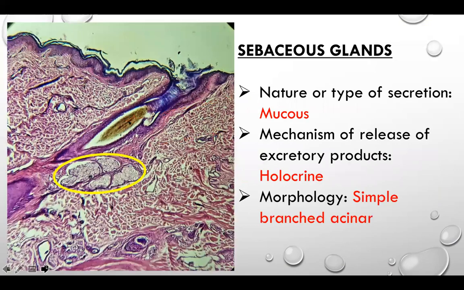Sebaceous glands, its nature or type of secretion is mucus. And if you would compare it to your sweat glands, which are dark staining, the sebaceous gland is lighter in staining. One clue that this is a sebaceous gland is that it is located near the hair follicle. The mechanism of release of the excretory product of the sebaceous glands is through holocrine, meaning there is a complete damage of the glands if there is release of excretory products. The morphology of sebaceous gland is simple branched acinar.